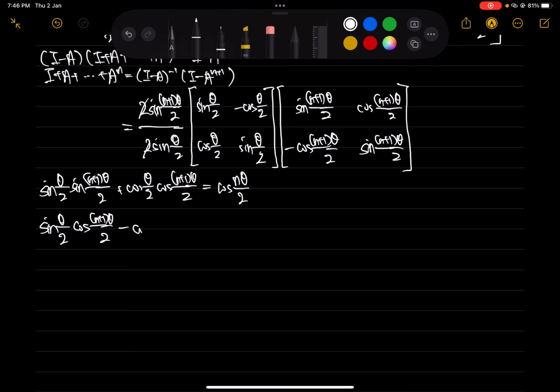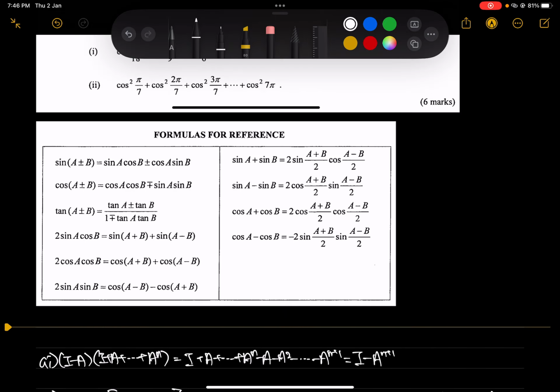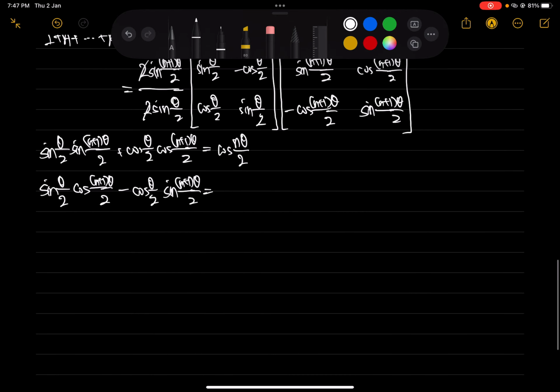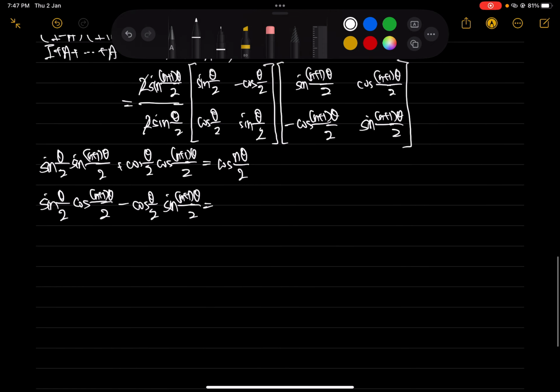Yep, that's a minus, okay. And I believe that should be sine A plus B plus sine A minus B. So that's sine (n+2)θ/2 minus sine nθ/2, because that's a sine of negative nθ/2, which is just minus sine nθ/2.